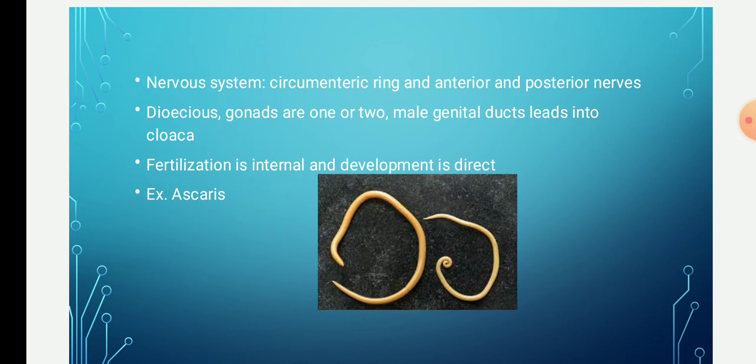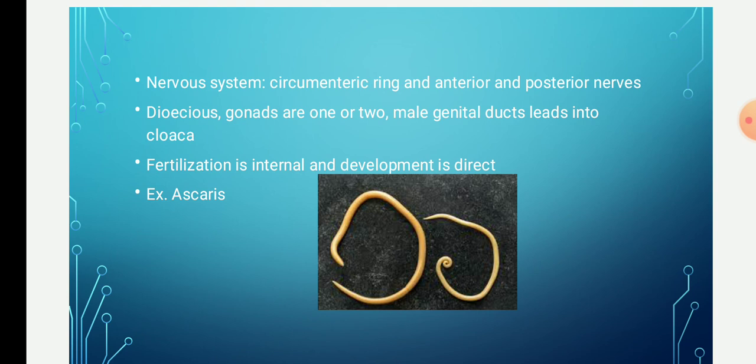The gonads are 1 or 2. The male genital duct leads into the cloaca, whereas the female genital duct has a separate opening. Fertilization is internal. Development is usually direct. An example of this nematode is the well-known example, that is Ascaris. And this is about the classification of phylum Aschelminthes.